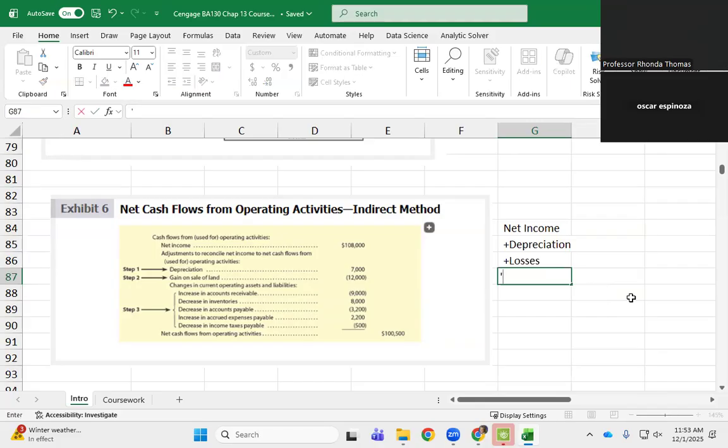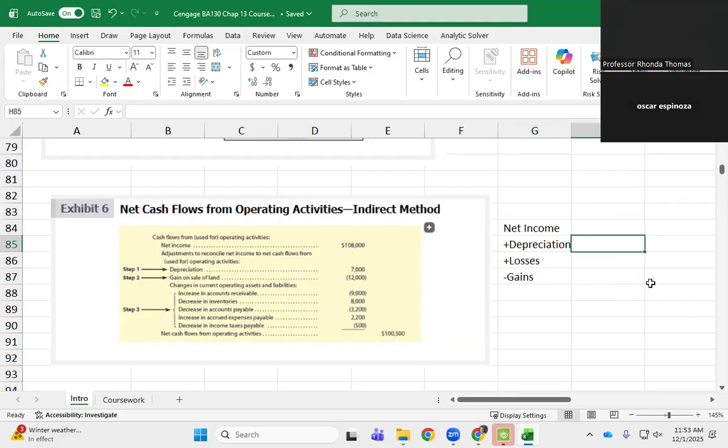So once again, it's a matter of whether this happened or it didn't in the business. If you had any gains, they get subtracted. Okay, that's the first three things. Most of the time, this is almost always a given.